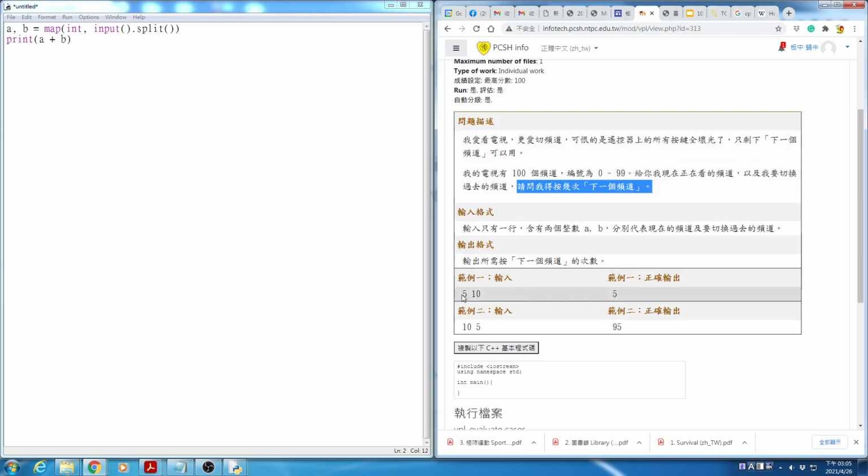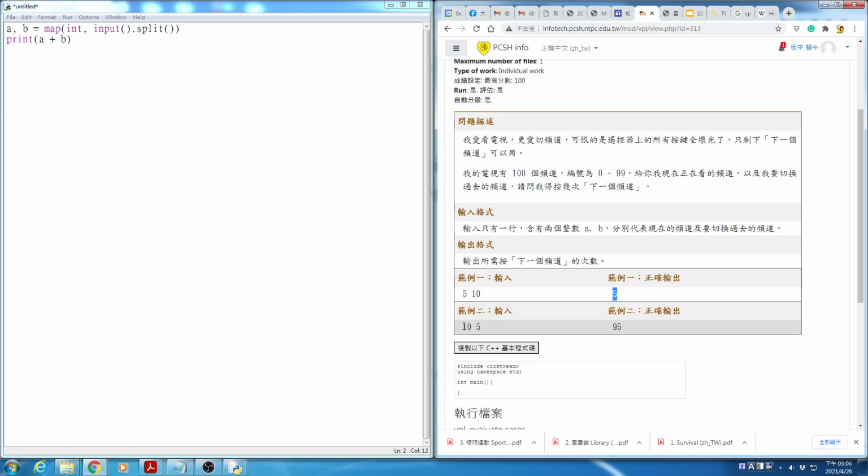If I'm watching channel 5 and I want to switch to channel 10, how many times do I have to push? 5 times. How do you get the answer of 5? You count it with your fingers? Can we do it in math? Yeah, exactly. We have this 10 minus this 5, and then you get the result of 5. Any question?